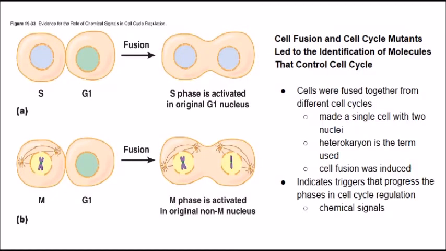In this slide, two different cells from two points in the cell cycle are fused together to form one cell with two different nuclei. So in part A, it shows how you have a cell from S phase and a cell from G1, and when these two are fused together, the S phase is activated. And in part B, it shows how you have a cell from M phase and a cell from G1 phase, and when they're fused together, the M phase is activated.